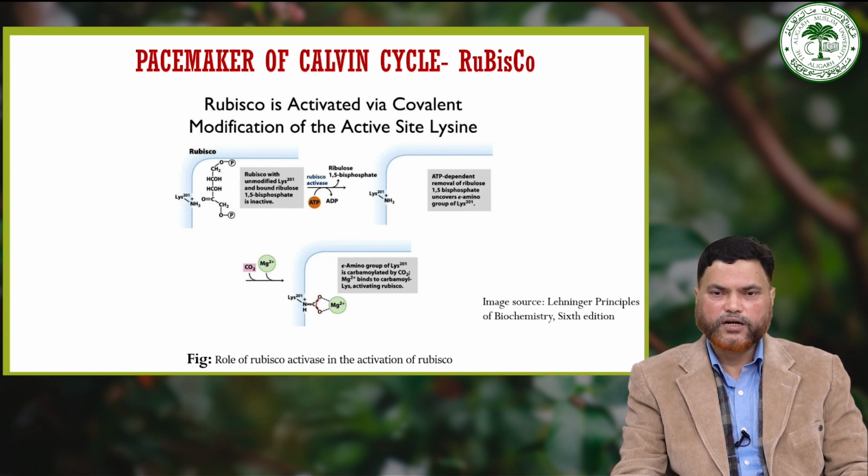Then how is the activity of Rubisco regulated? Carbamylation of the amino group of the lysine residue at position 201 by carbon dioxide is necessary to activate the Rubisco enzyme. However, ribulose 1,5-bisphosphate inhibits this carbamylation by binding tightly to the active site and locking the enzyme in the closed conformation, as this lysine is not accessible.